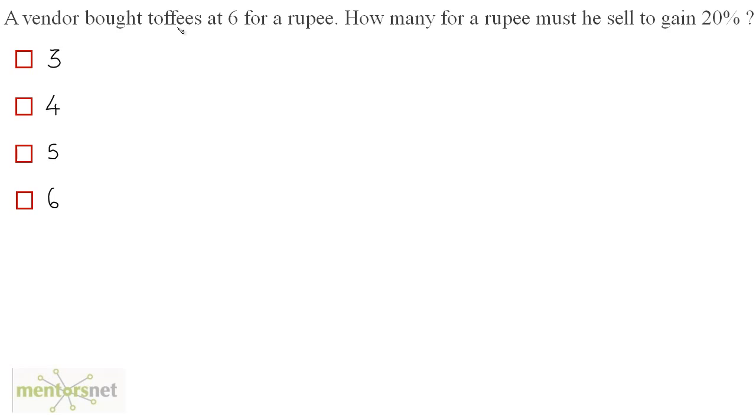So we have the cost price of 6 toffees, and that is equal to 1 rupee. We have been given the profit percentage, which is 20%. So the selling price of 6 toffees can also be found out.